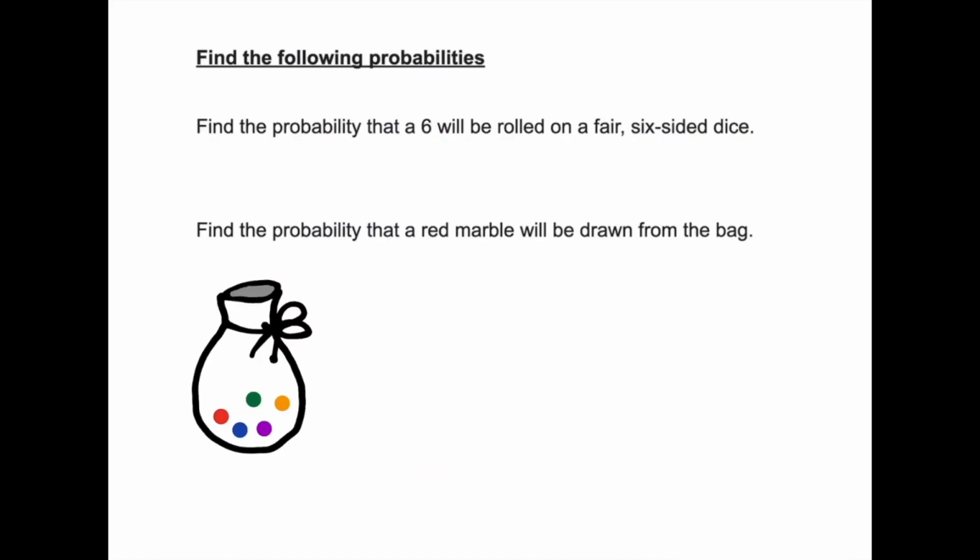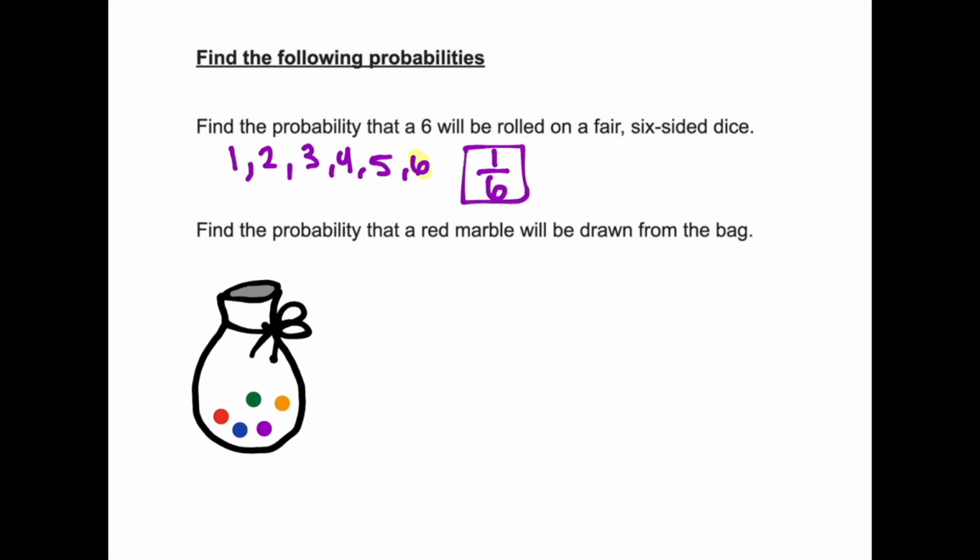Now let's take what we learned about sample space and find the following probabilities. The first one says to find the probability that a 6 will be rolled on a fair 6-sided dice. Well, a 6-sided dice has the numbers 1 through 6. Recall that probability is the ratio of favorable outcomes over total outcomes. Well, the favorable outcomes is 1 because we have 1 6. And then we have 6 total outcomes. So our probability is 1/6.